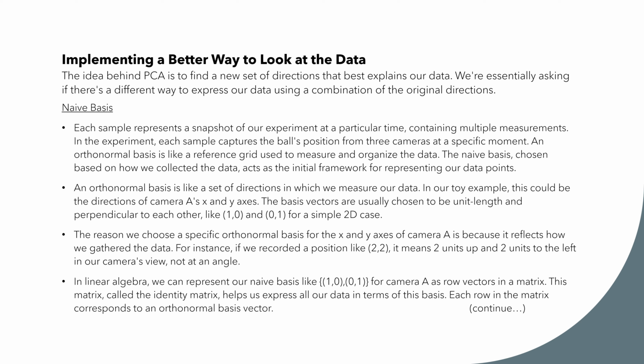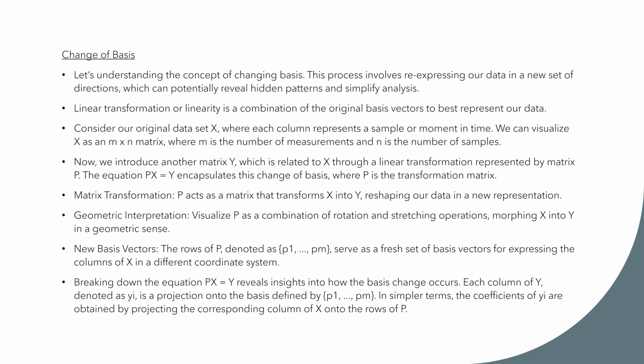Orthonormal basis vectors are perpendicular to each other and typically unit length. In our example, the naive basis might correspond to the x and y axis of a camera, reflecting how the data was gathered. The naive basis for camera A could be represented as [[1,0],[0,1]], a matrix known as the identity matrix.